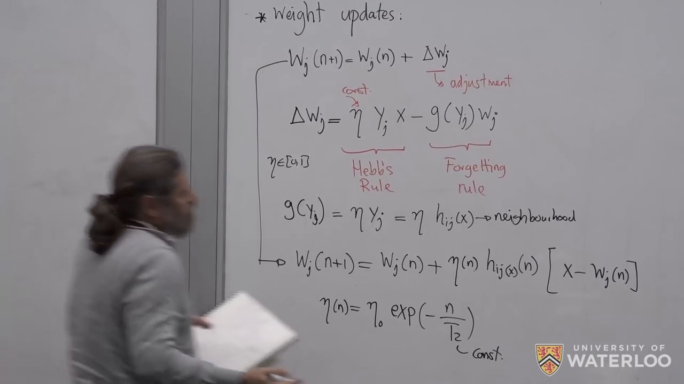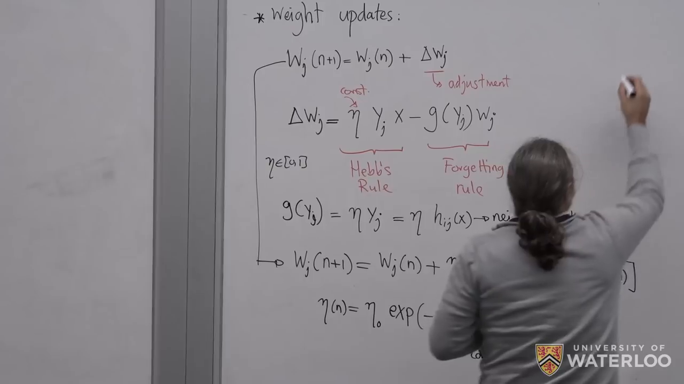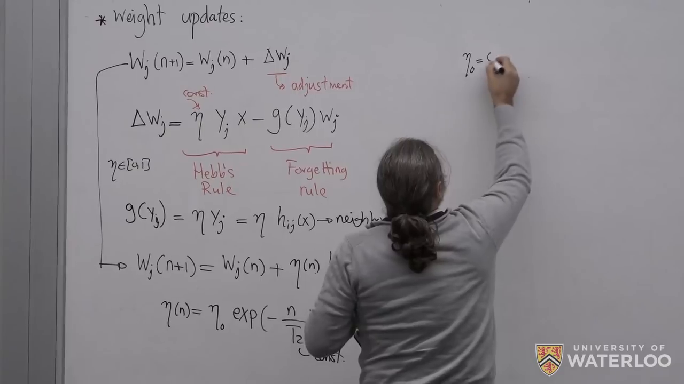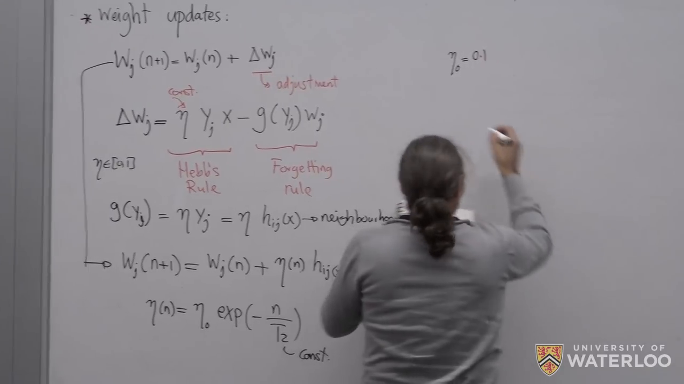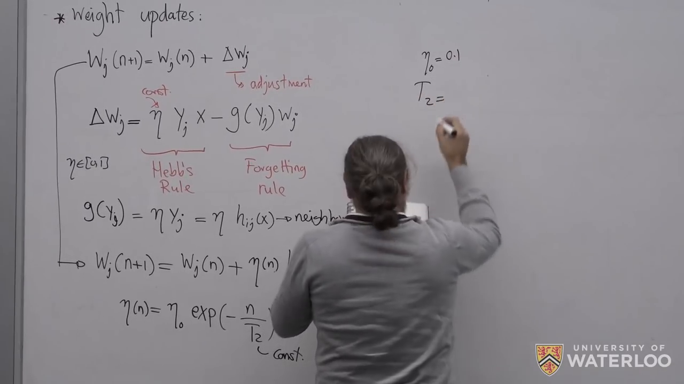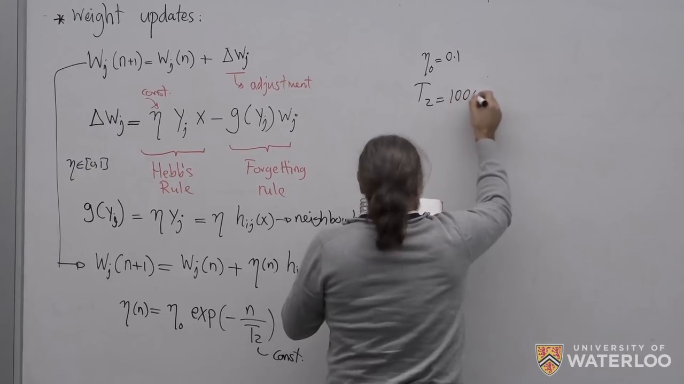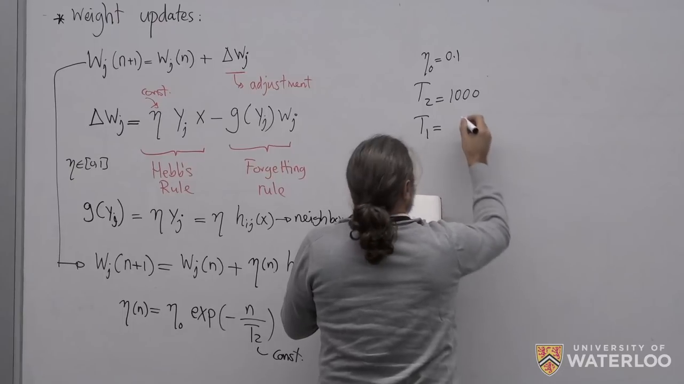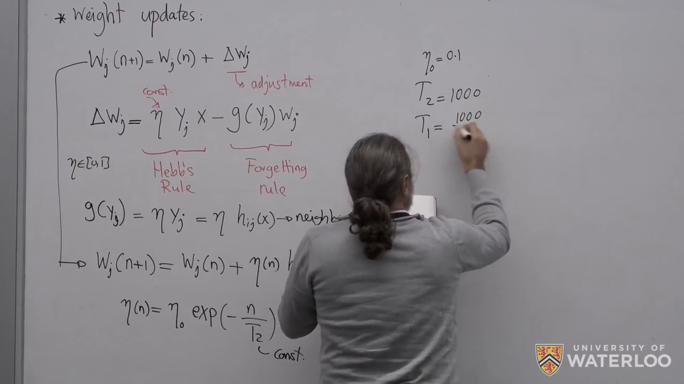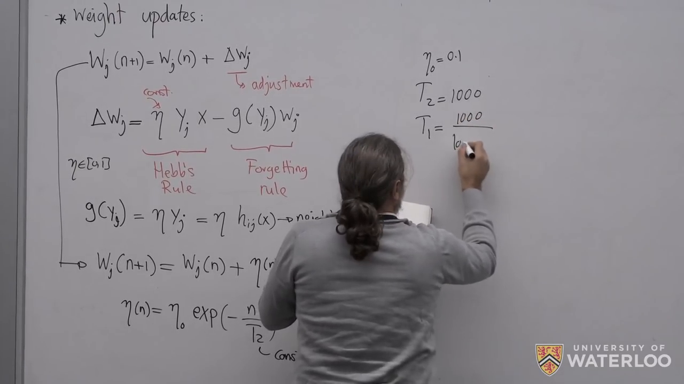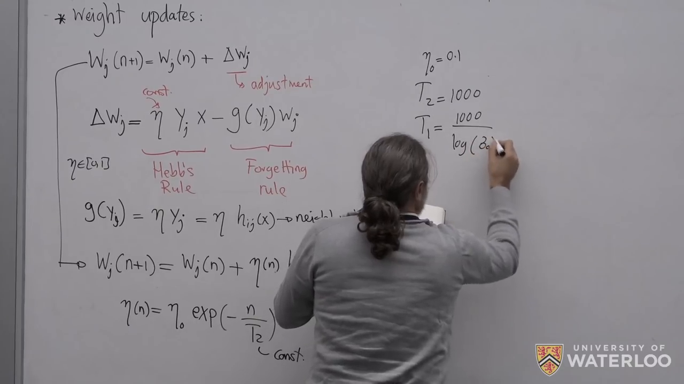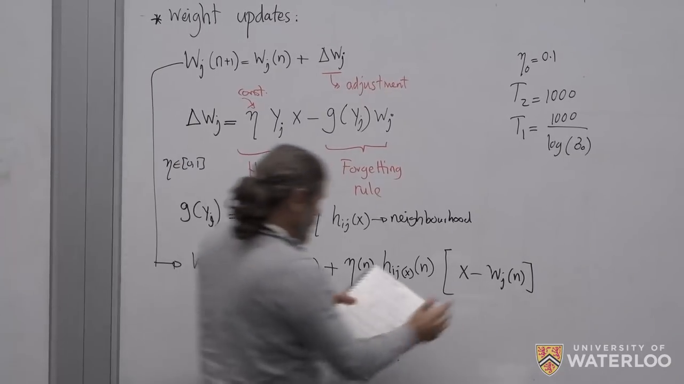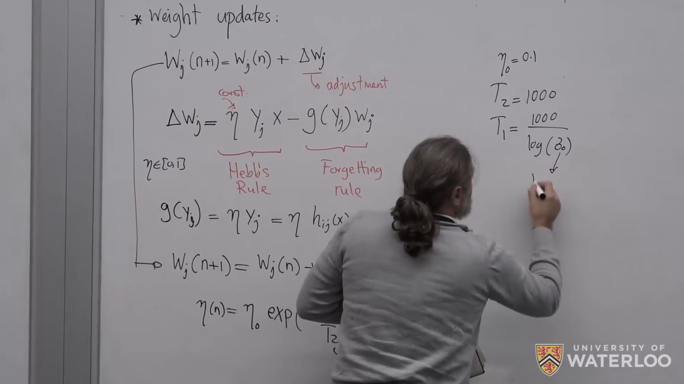And for this, you can go, for example, eta sub o is, let's say, 0.1 at the beginning. T2 could be 1,000. And T1 from before, the other exponential decay function that we had, is, let's say, 1,000 over log of the standard deviation, the initial standard deviation. And that has to be big enough.